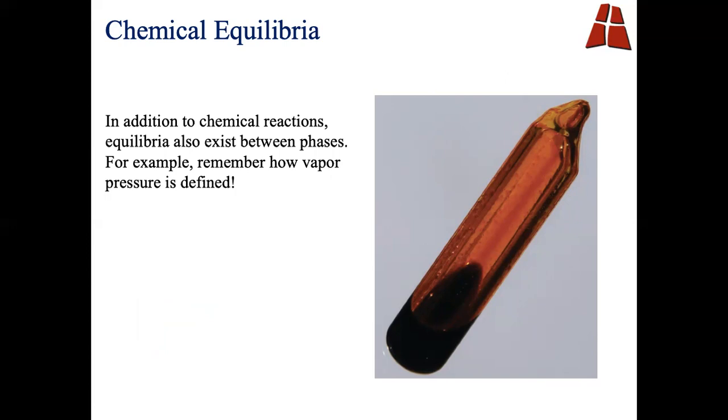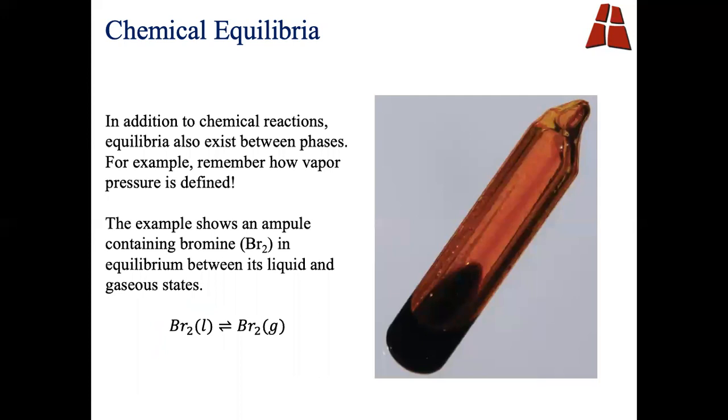In addition to those chemical equilibria, we also hopefully remember from what we've talked about earlier in the semester that some processes exist in a dynamic equilibrium between phases. So if you think about vapor pressure, that is defining a dynamic equilibrium. Another example of that, so shown here on the right, is the element bromine at kind of standard temperature and pressure. It is mostly a liquid, but it does have a relatively high, or rather low, vapor pressure. So you'll see quite a bit of gaseous bromine also contained within the ampule.